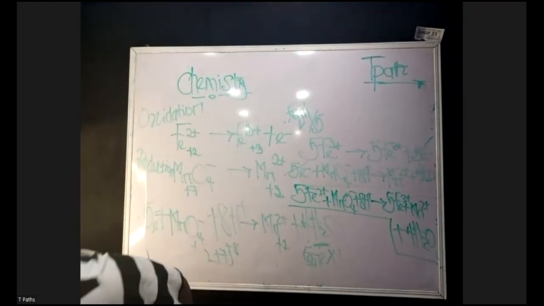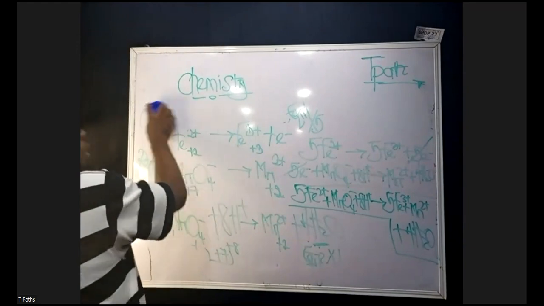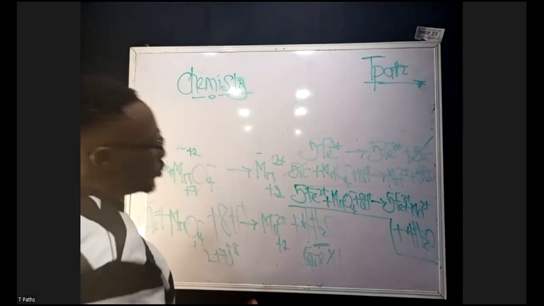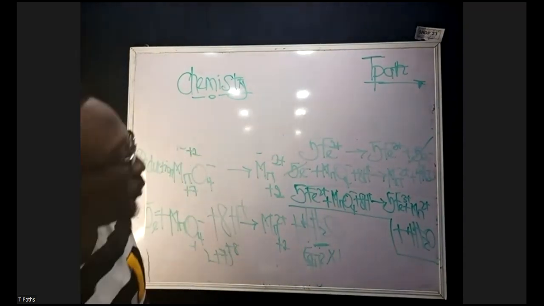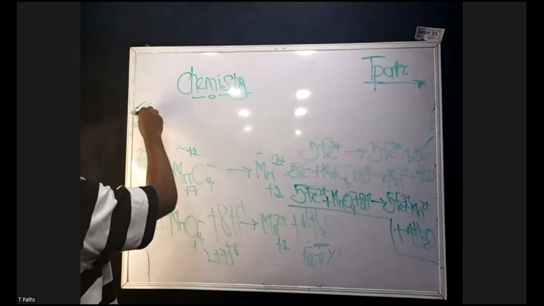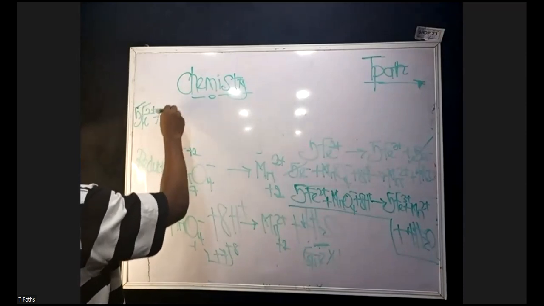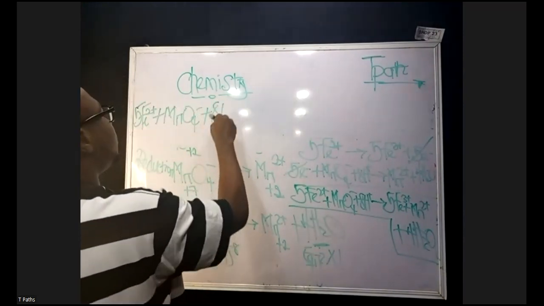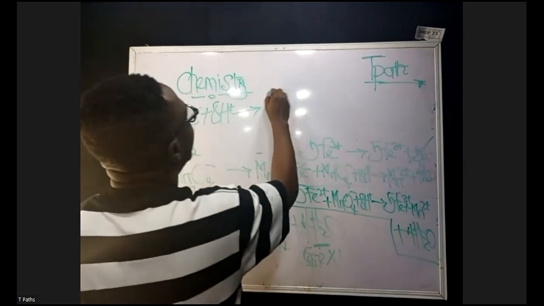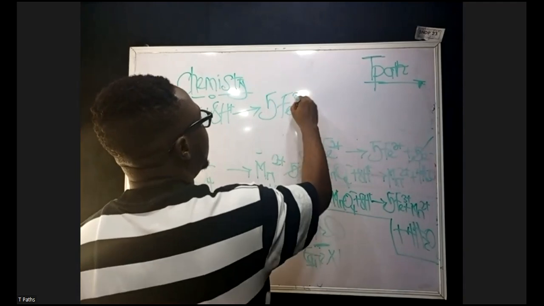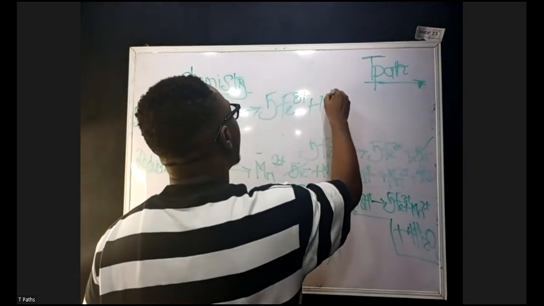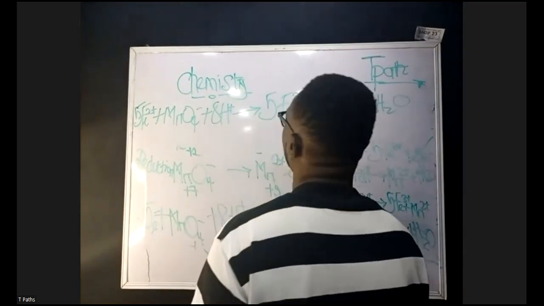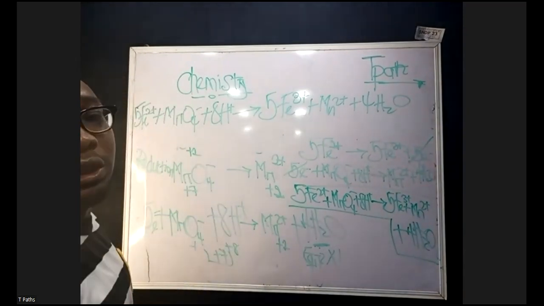Very, very popular question in exams. Now, I want to quickly show you something that many people don't really take note of. Let's write that out again. 5Fe2 plus, MnO4 minus plus 8H plus, giving us 5Fe3 plus, Mn2 plus, 4H2O. Sometimes you can be asked the coefficient of these groups.